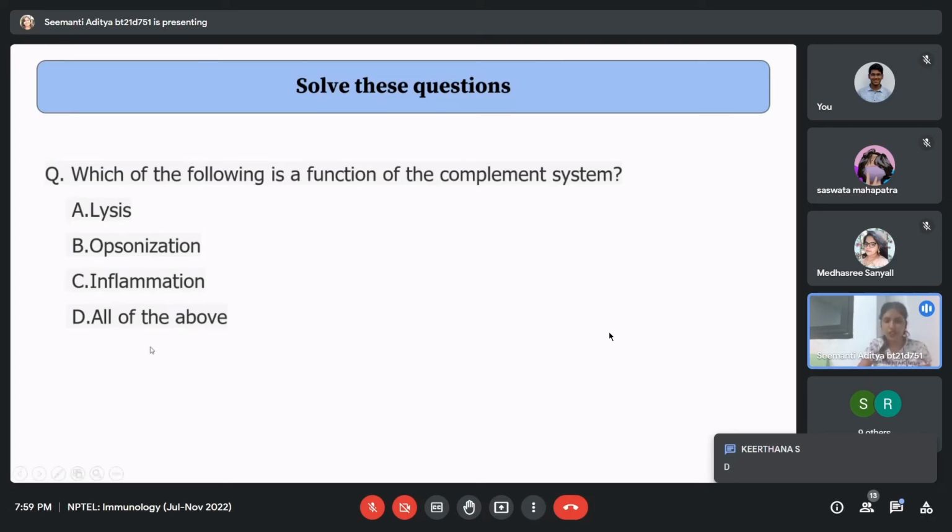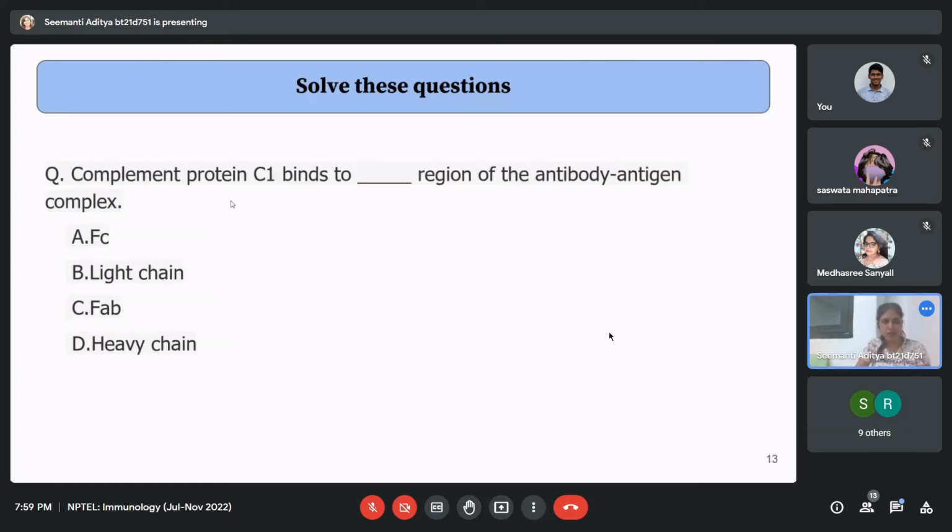That's right. So the answer is option D. All of these are the functions of the complement system: lysis, opsonization, inflammation. So all of this is what the complement system does. So next question.